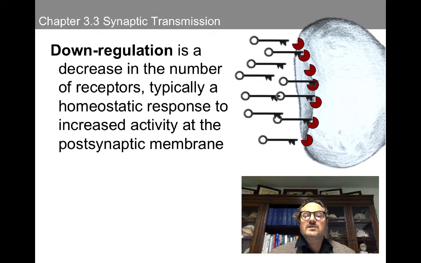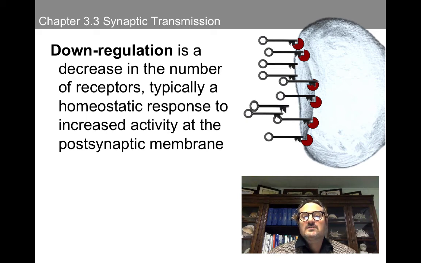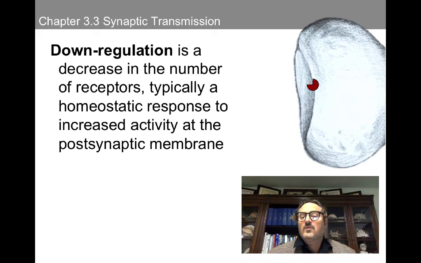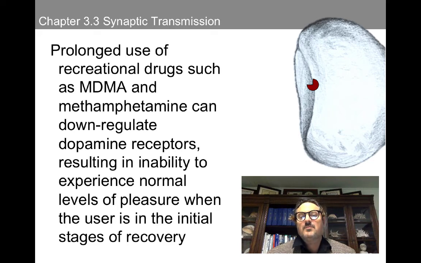Downregulation is a decrease in the number of receptors, and it's typically a homeostatic response to increased activity at the postsynaptic membrane. So in this particular case, if we're thinking of dopamine, for instance, if we have too much dopamine activity, as a result, dopamine receptors will actually diminish in number, and then we end up with a much smaller number. So when would this happen in a human being?